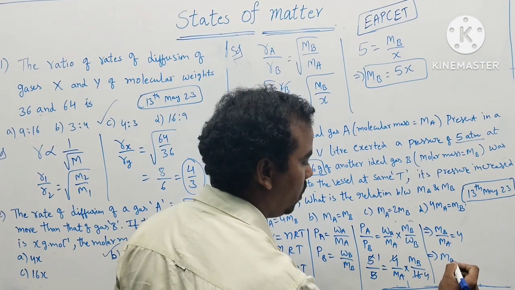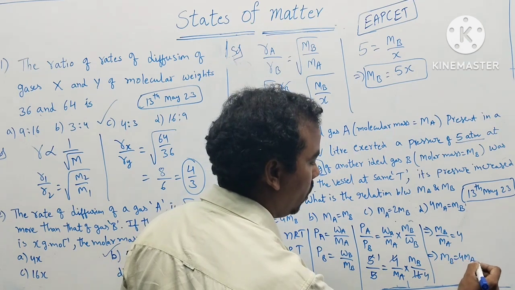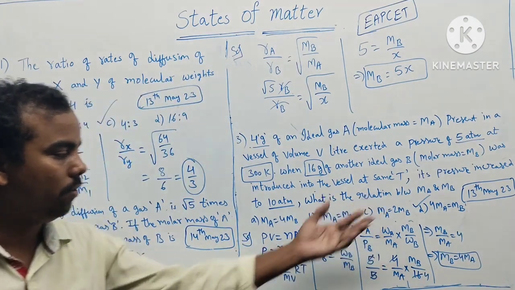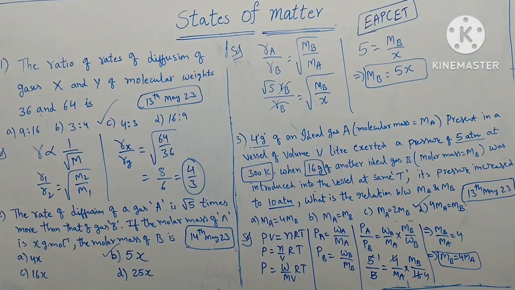That implies MB is equal to 4 MA. So the answer is MB is equal to 4 MA, option D. Very easy.